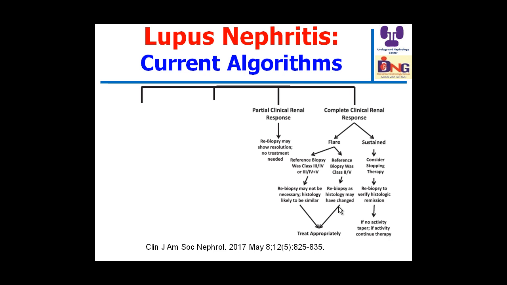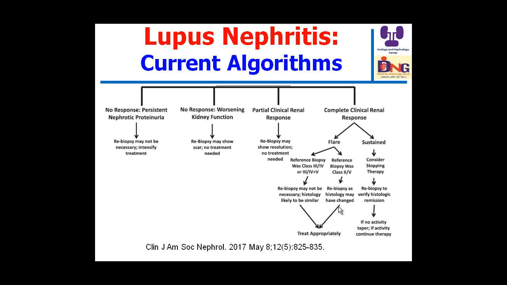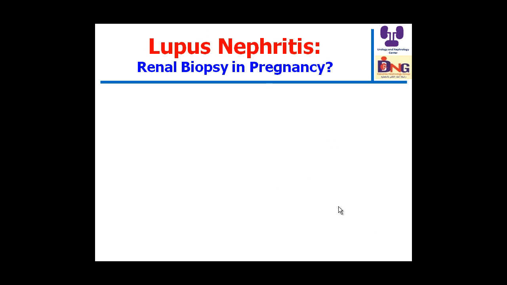If the patient is treated with partial clinical response, rebiopsy may show resolution, so no treatment needed. With no response or worsening kidney function, rebiopsy may show scar, so no treatment needed. With no response from the beginning and persistent nephrotic proteinuria, rebiopsy may not be necessary. It is just intensified treatment. So I think it is a very rational algorithm for repeated biopsy.